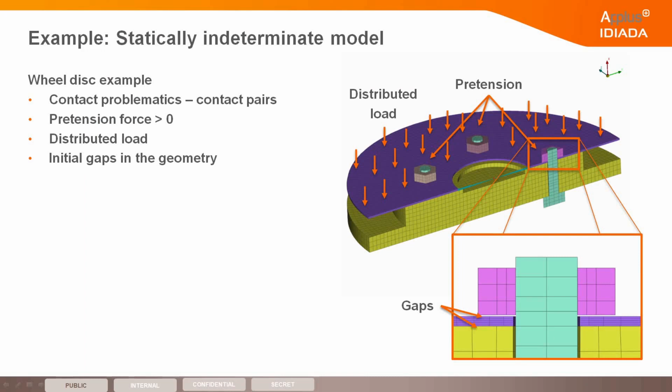Let's use the same wheel disk model, but now with a pretension force activated, and let's apply a distributed load. Unfortunately, there are initial gaps in the model in this case, which is another common reason for non-convergence of a model with contact pair interactions, because these gaps cause contact not being identified and activated.